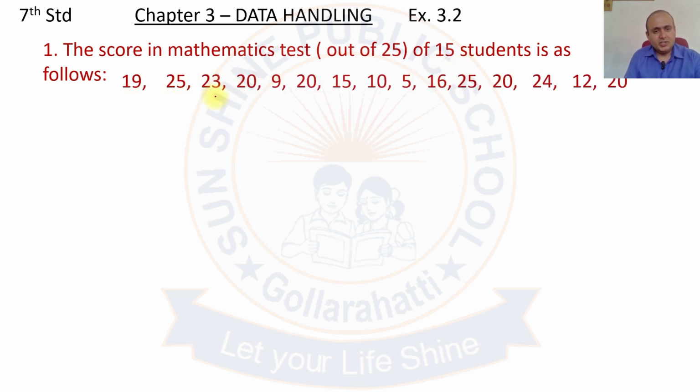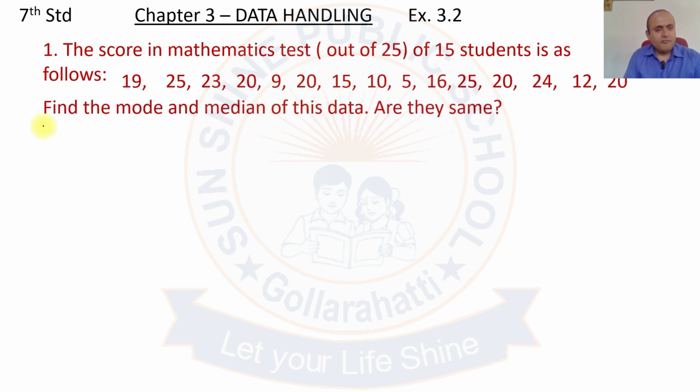19, 25, 23, 20, 9, 20, 15, 10, 5, 16, 25, 20, 24, 12 and 20. So they are given the scores of 15 students and let us see what question they have asked. Find the mode and median of this data, are they same? So here they have asked to find the mode and the median of the data.